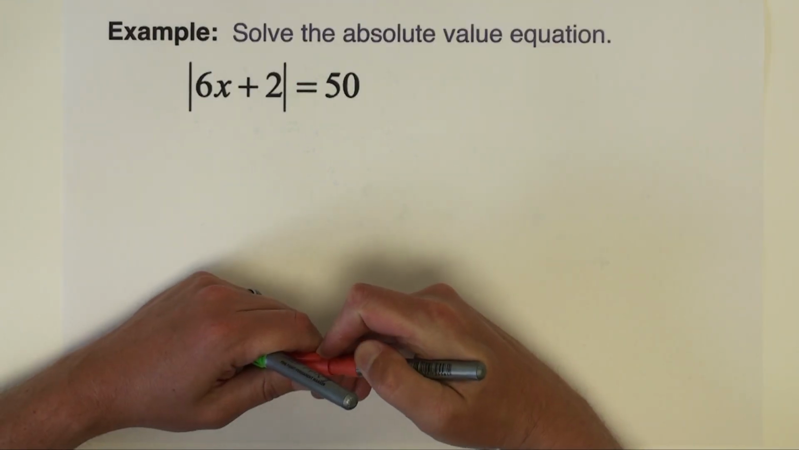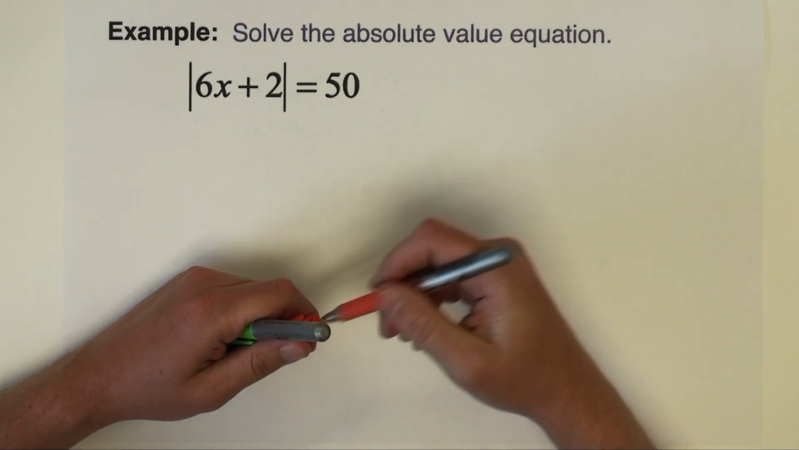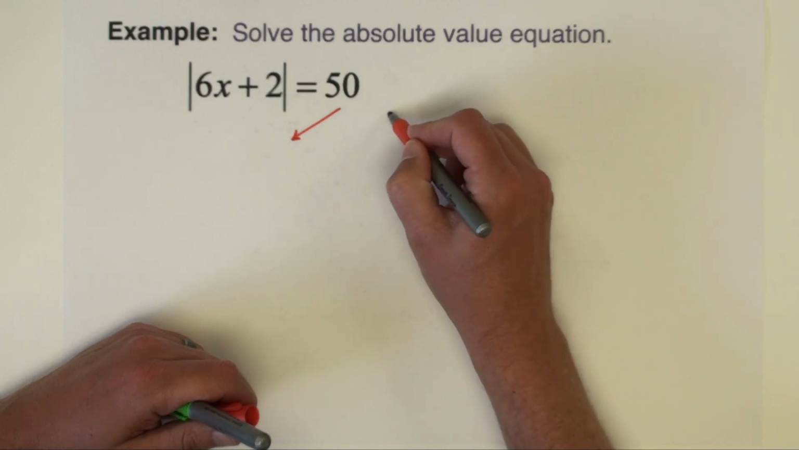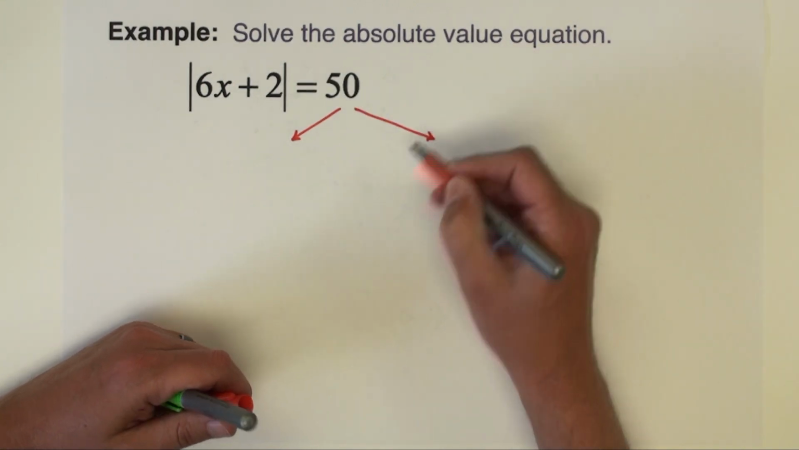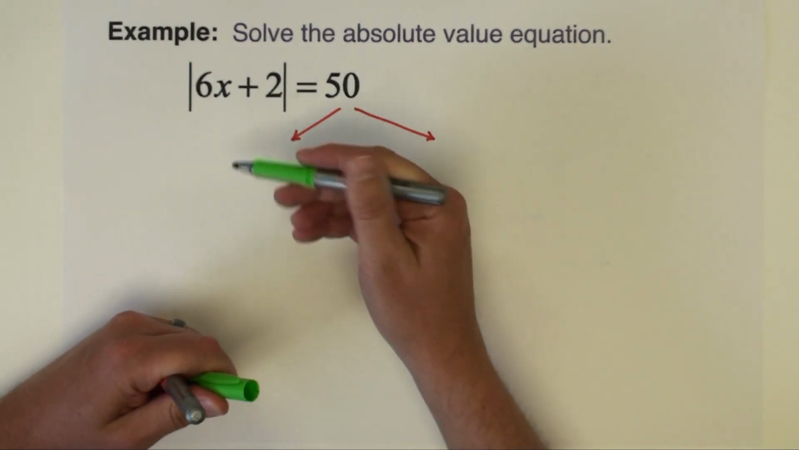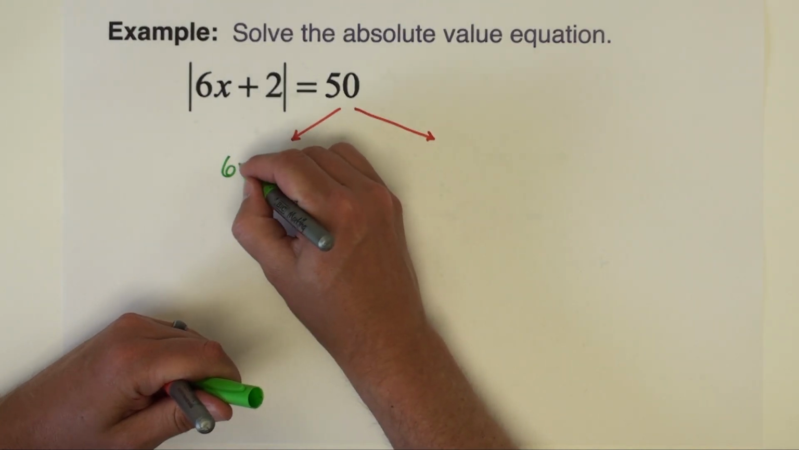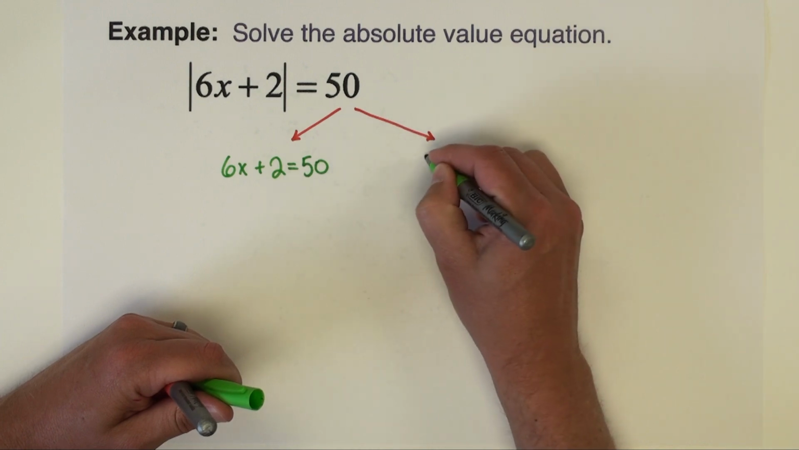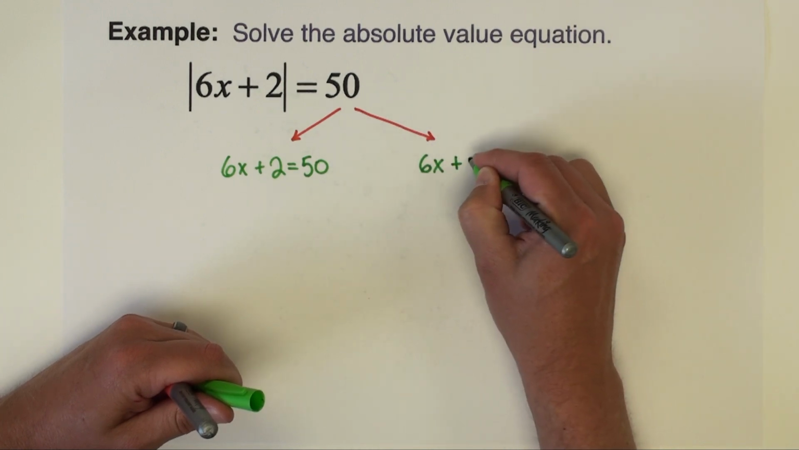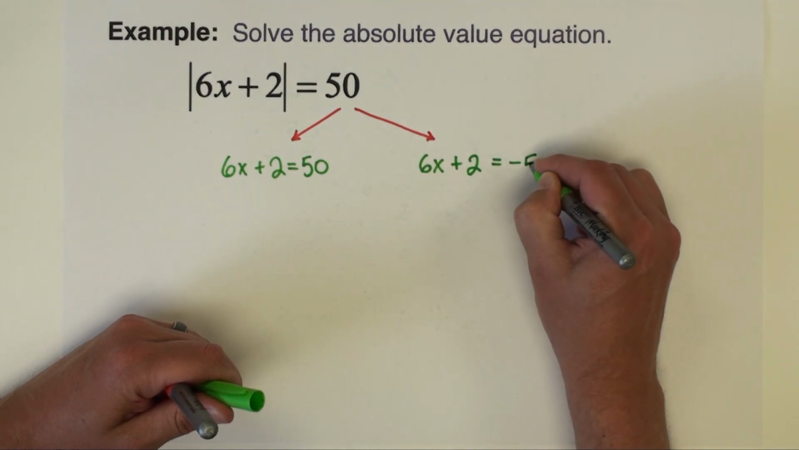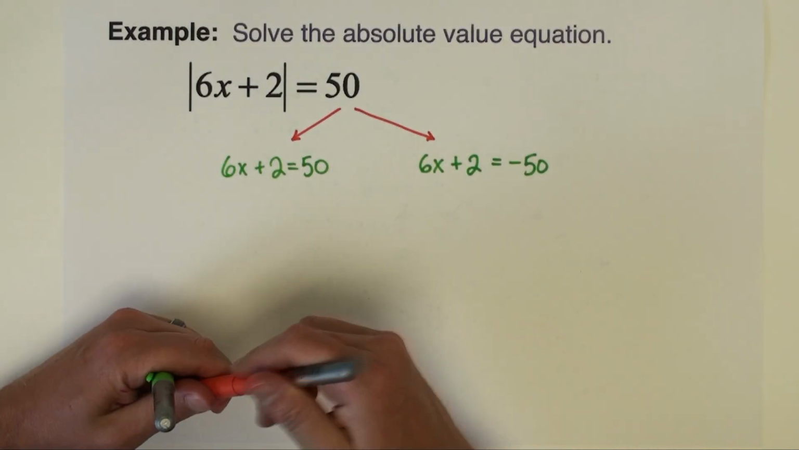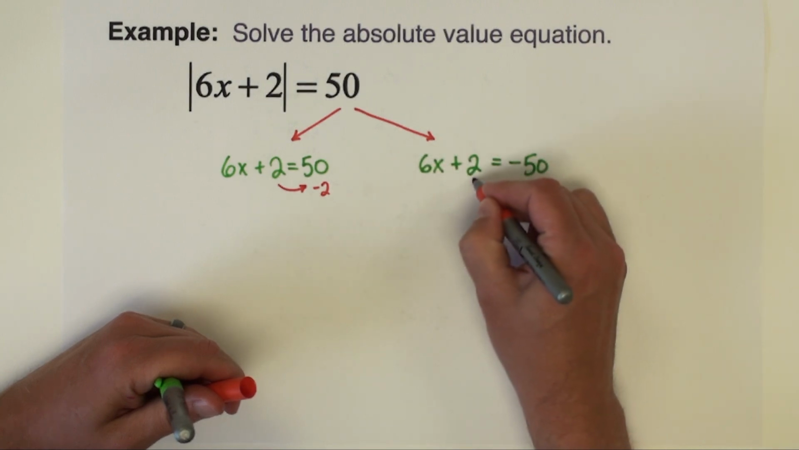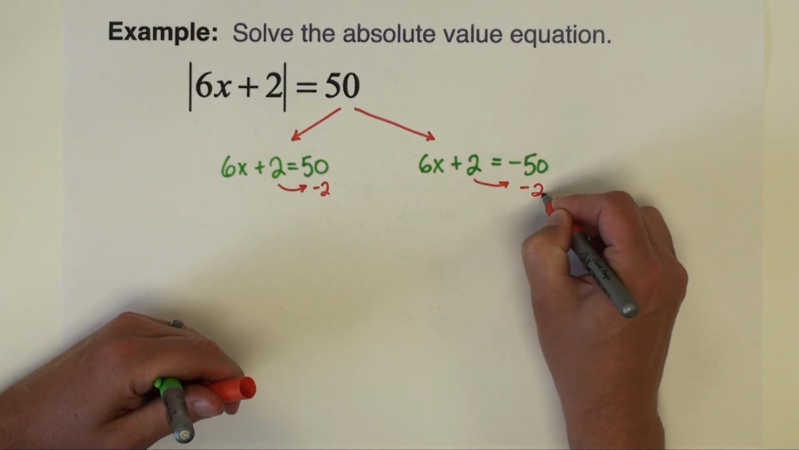Okay, the first equation, absolute value of 6x plus 2 equals 50. The absolute value is by itself, so we're going to go ahead and split this up into two equations. We are going to get 6x plus 2 equals 50, and 6x plus 2 equals negative 50. All right, so we're going to move the 2 over by subtracting.